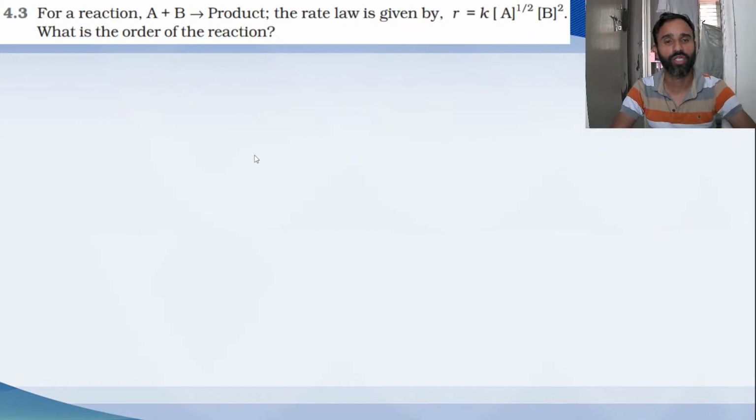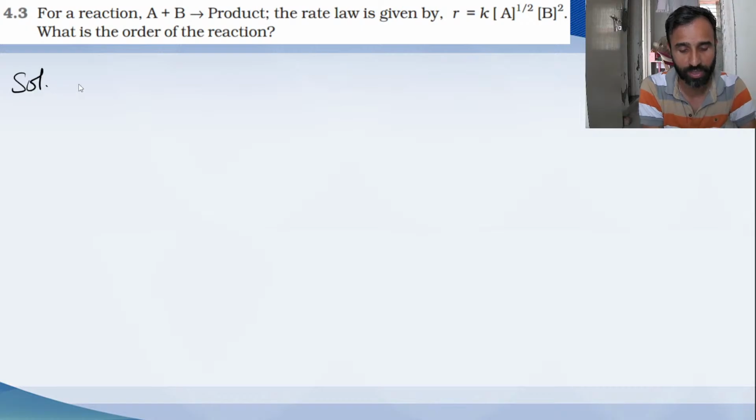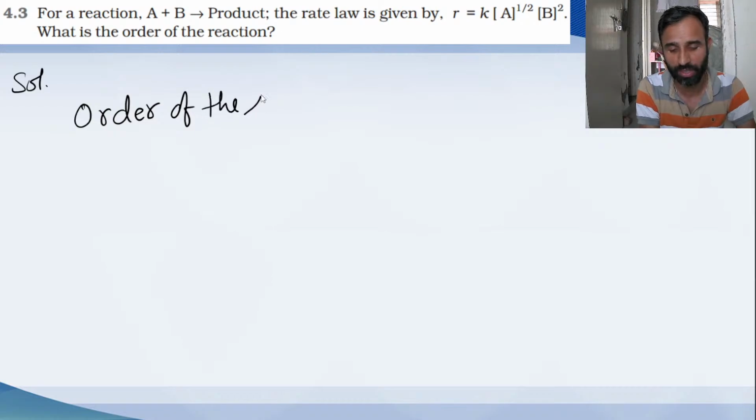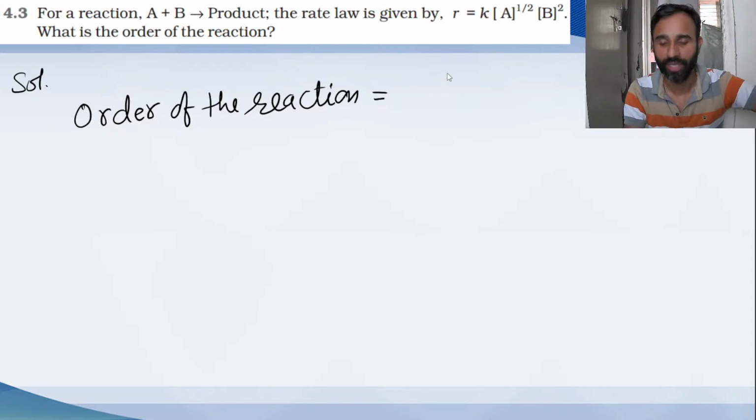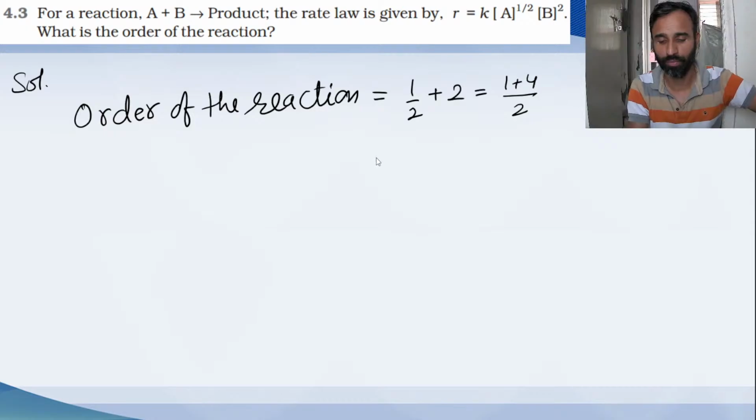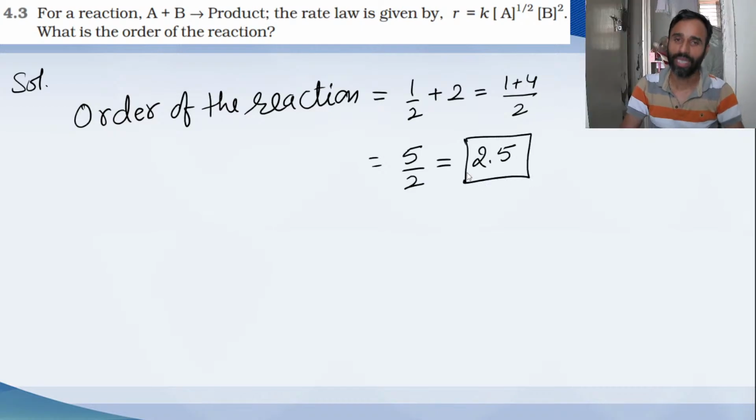Next, for a reaction A plus B to product, the rate law is given by R equal to K A raised to power half B raised to power 2. So what is the order of reaction? You know what the order of reaction is: the sum of the powers to which concentration terms are raised. It is half plus 2, so it is equal to 1 plus 4 over 2, which is 5 by 2, or we can write it as 2.5. This is the overall order of reaction.